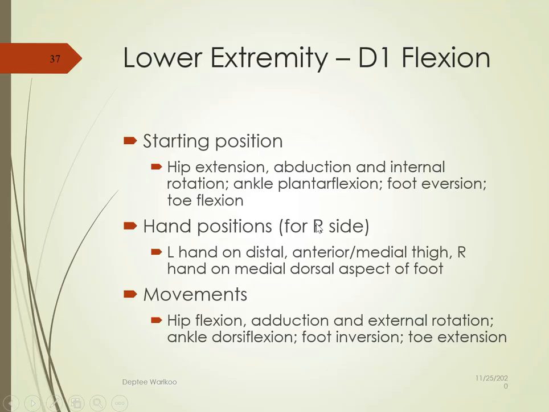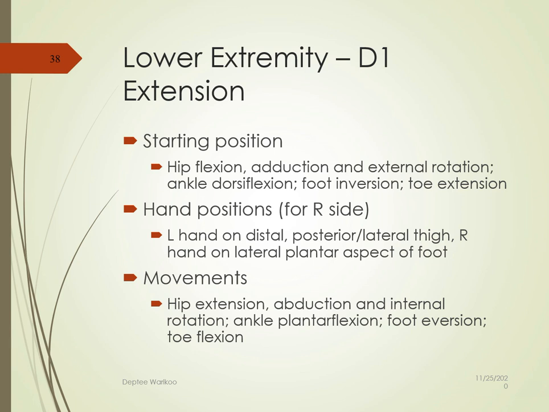So the first pattern is D1 flexion. D1 flexion of the lower extremity will start with hip in extension, abduction and internal rotation, ankle in plantar flexion, foot everted and toes flexed. While we move it, for the right side, the end position of D1 flexion will have hip in flexion, adduction and external rotation. The knees could be neutral, ankle in dorsiflexion and inversion, and toes in extension.